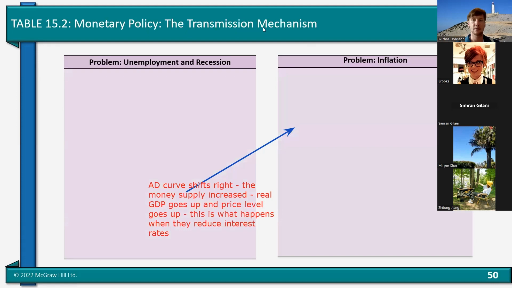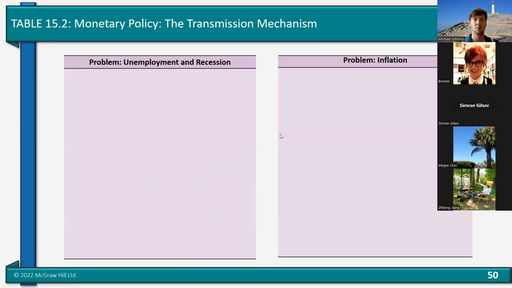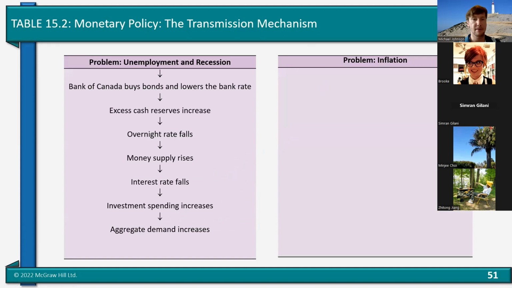So here, this is the problem of an unemployment recession. Bank of Canada buys bonds and lowers the bank rate. Excess cash reserves increase. Overnight rate falls. Money supply rises. Interest rate falls. Investment spending increases and aggregate demand increases. So that's how they solve an unemployment recession situation here. And then real GDP rises. So that's how they solve a recession here.